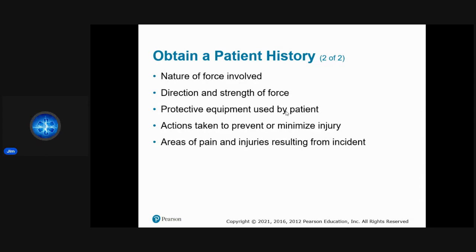Did they have any protective equipment on? Is this a construction site and they were wearing a bump helmet or a hard hat and they got hit in the head? Or were they not wearing a hard hat and got hit in the head? Did they take any actions to prevent or minimize injuries? Like, were they falling? So they put their hands out or their arms out. Was something coming towards them, they put their hands up to protect their face and head. And we're going to look for the areas of pain and injuries resulting from this incident.